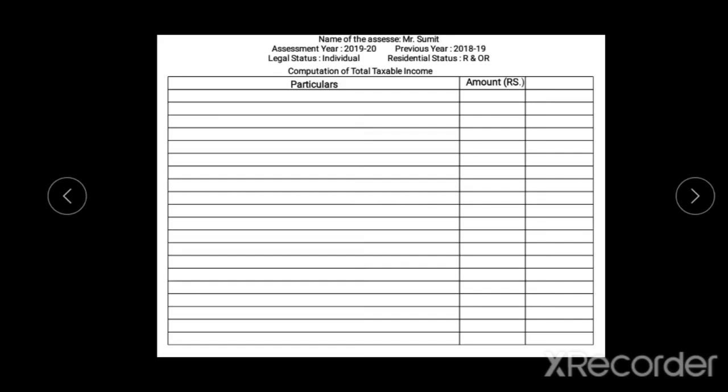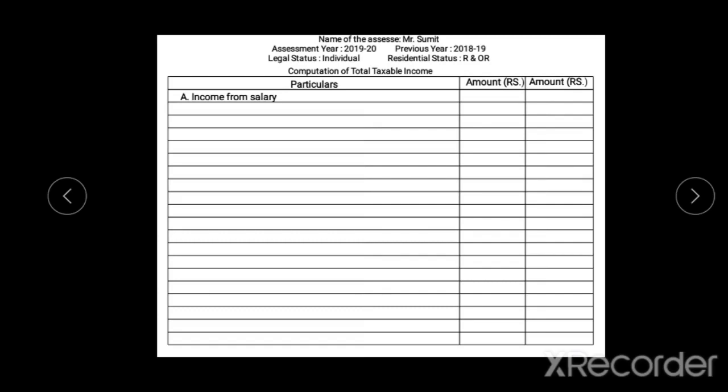While solving the sum, I already explained what information we have to write: the name of the assessee, Mr. Sumit; assessment year 2019-20; previous year 2018-19; legal status individual; and residential status R and OR, that is resident and ordinary resident. Then we have to write computation of total income. Next, here particulars, amount in rupees, and again amount.